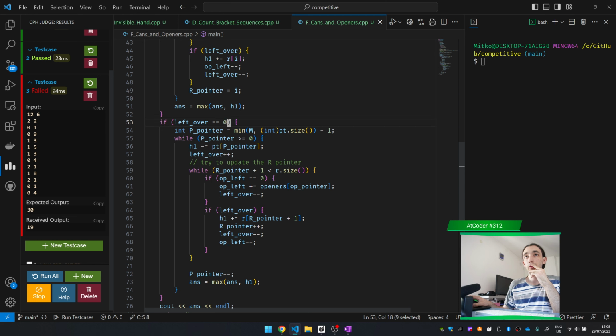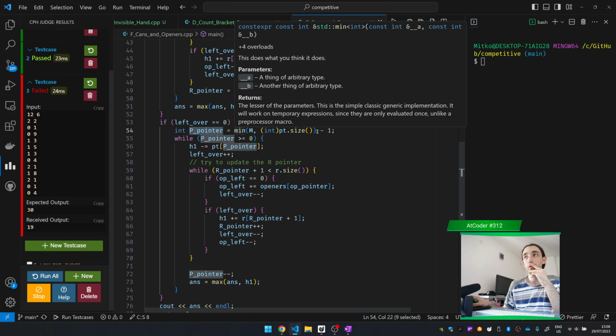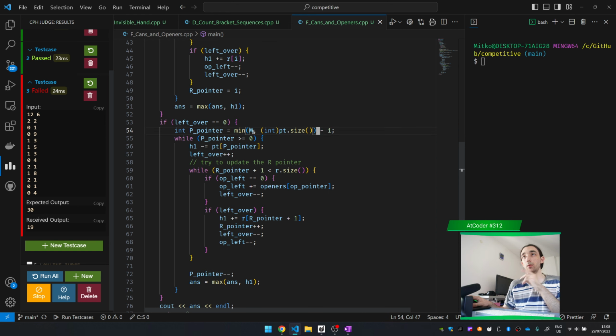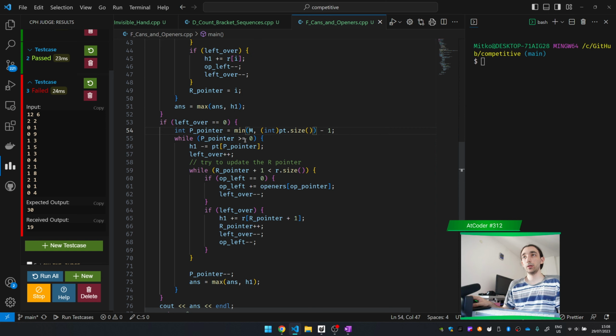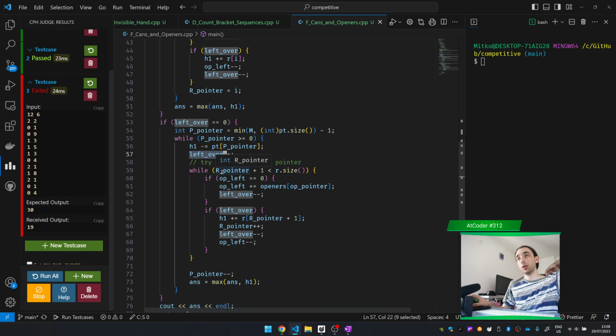if leftover is 0, so there's no leftover, then the P pointer is the minimum of this here, how many I've bought. If the P pointer is bigger or equal to 0, then I subtract the happiness, I get away that P pointer. I put the leftover more, and then I check R pointer plus 1 is smaller than R size.